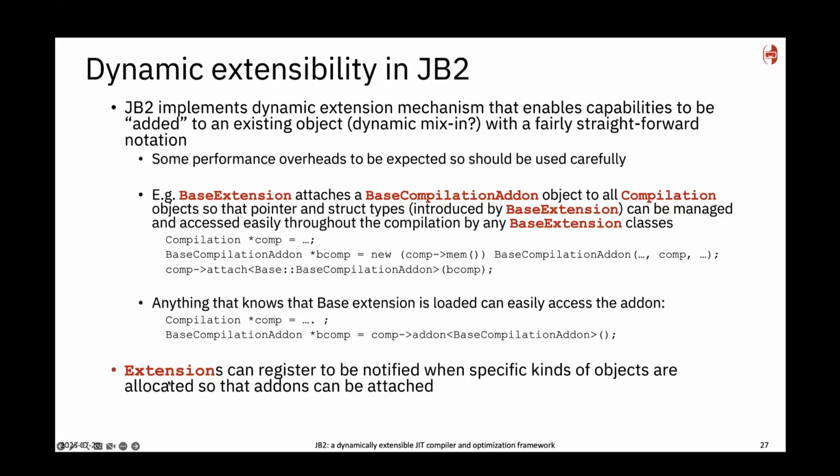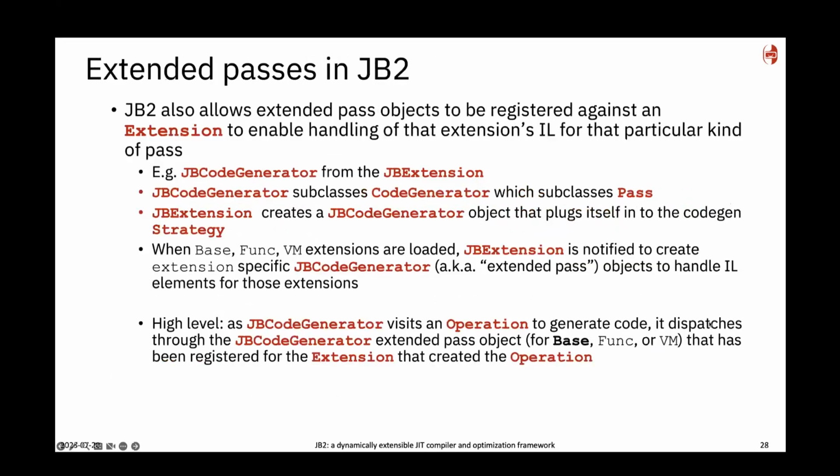And so the extension objects, when they get created, they can register to get notified when things are allocated so that add-ons can be attached, etc. So it's kind of neat, and it's been hanging together for all the stuff that I did with JitBuilder 2 and with the base compilation, with the base extension so far. So I'm optimistic about this, but maybe when I go into more detail on this in part 2, we can have a bigger discussion about this.